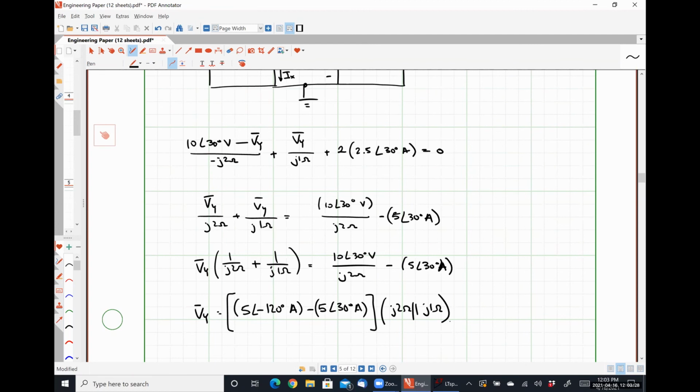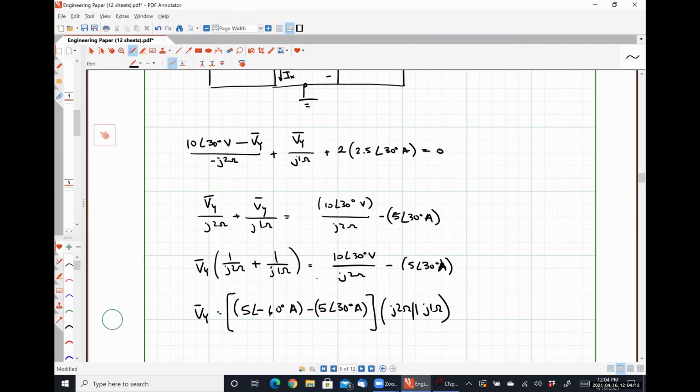So if I divide both sides by 1 over j2 plus 1 over j1, that is the same thing as multiplying by j2 in parallel with j1, which is by definition j2 in parallel with j1. Right? So let's throw this in the calculator. 10 divided by 2 is 5, 30 minus 90 degrees is, hold on, 30 minus 90 is not negative 120, excuse me, it's 60. That's what I get for doing math in my head. I told you guys I'd screw it up.